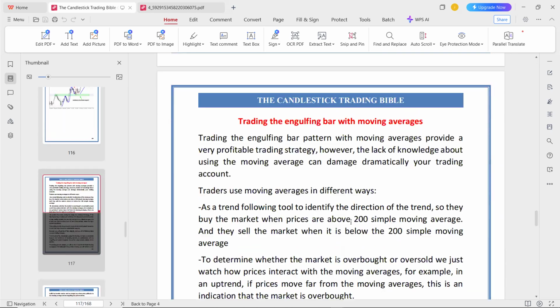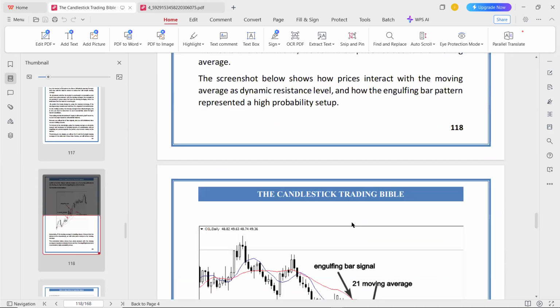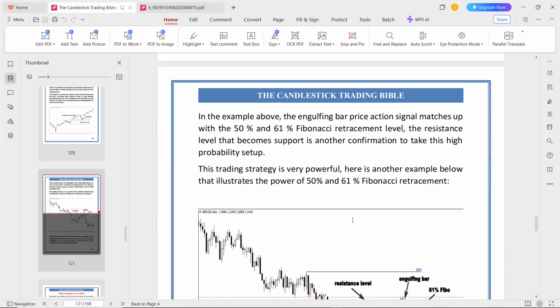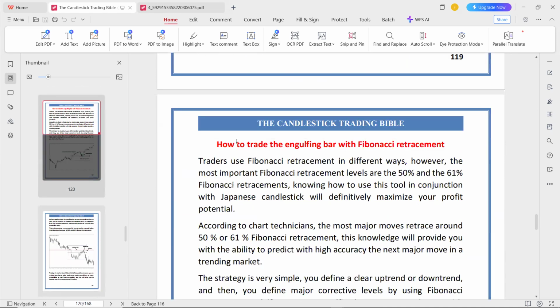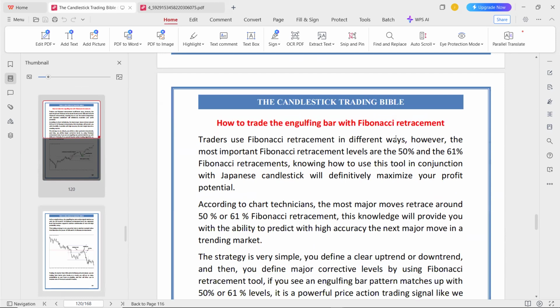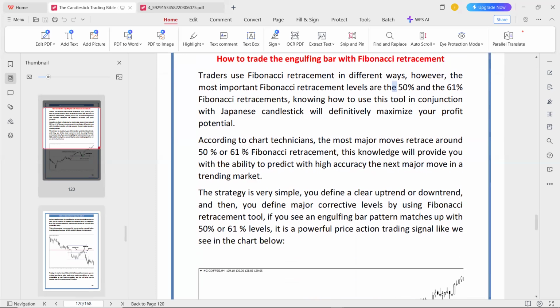Right, let's go. So this is where the Fib is. How to trade the engulfing bar with Fibonacci retracement. Traders use Fibonacci retracement in different ways. However, the most important Fibonacci retracement levels are the 50% and the 61% Fibonacci retracements. Knowing how to use this tool in conjunction with Japanese candlesticks will definitely maximize your profit potential.